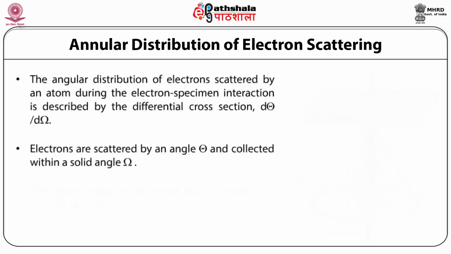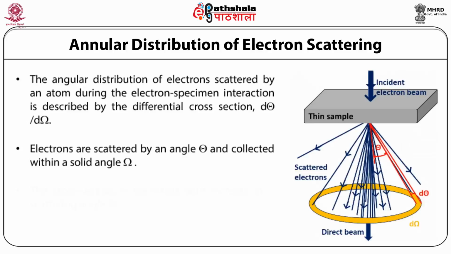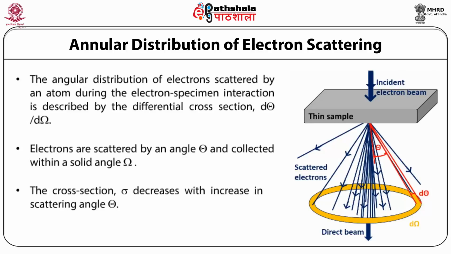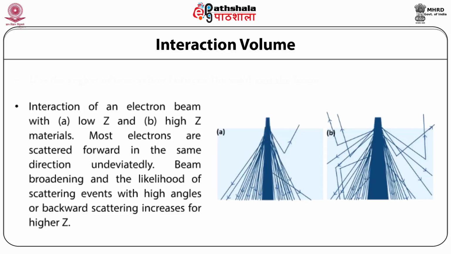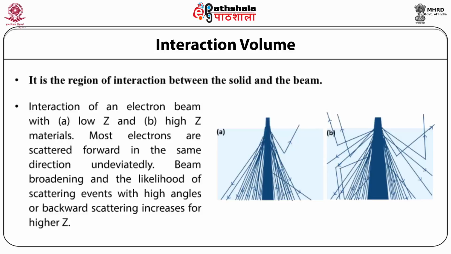The electrons are scattered by an angle theta and collected within a solid angle of omega as shown in the figure. The cross section sigma decreases with increasing scattering angle theta, and scattering into high angles is rather unlikely. The combined effect of the elastic and inelastic interactions is to limit the penetration of the beam into the solid, and the region of interaction between the solid and the beam is known as the interaction volume.